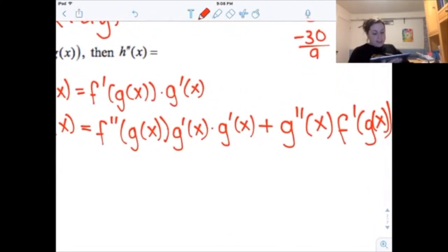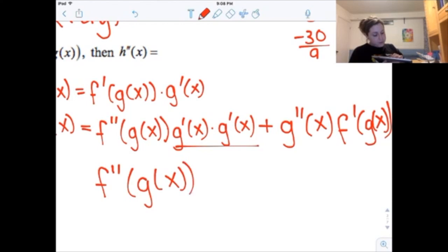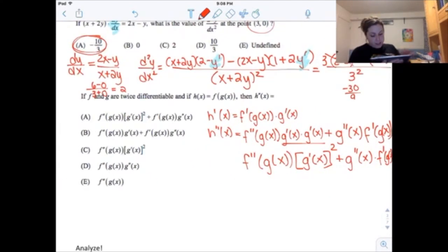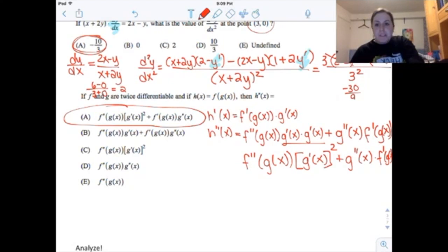And so this is where this gets a little bit tricky, is what can you simplify here? So, do I see anything in common? Well, I see two g primes there. So this is f double prime of g times g prime squared plus g double prime of x times f prime g. So let's see what that looks like on our answers. So I see f double prime of g, g prime squared, f prime of g times g double prime. That would be it.